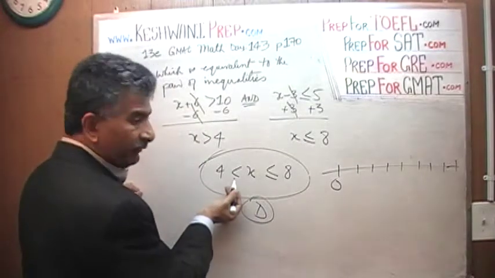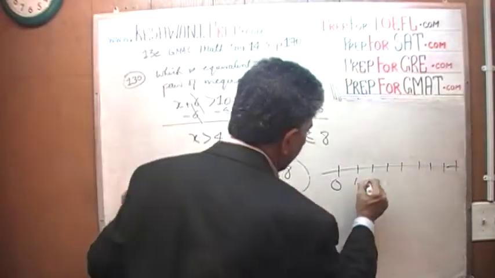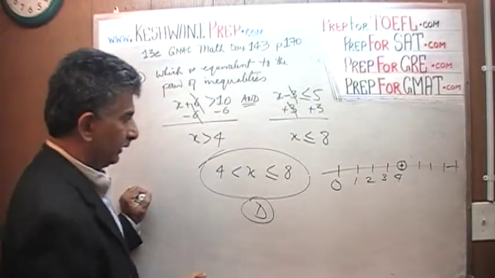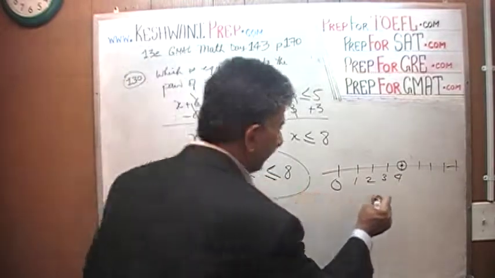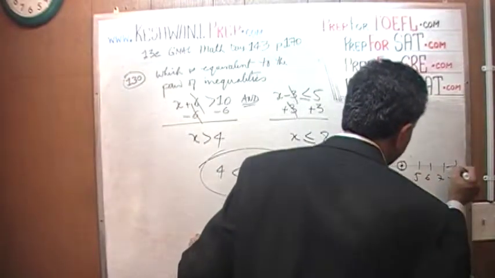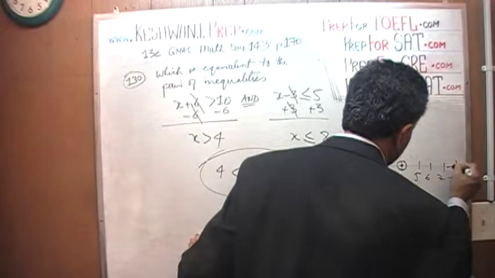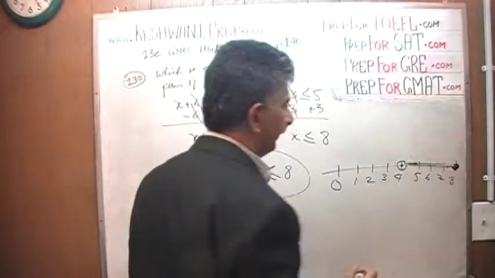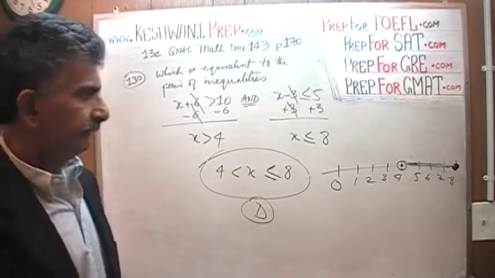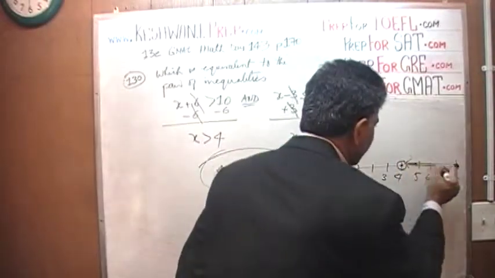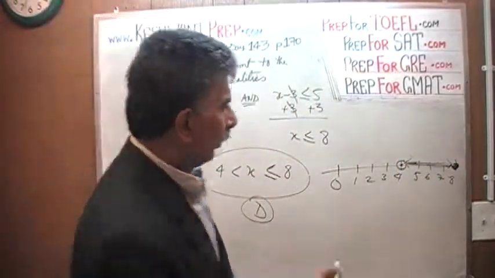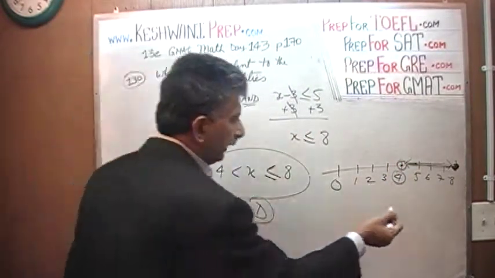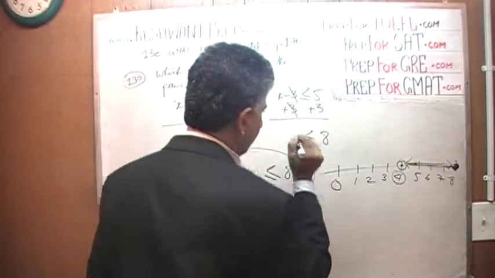Now, because there is no equal sign here, the 4 does not count. So we put an open circle there. This one has an equal sign. So here's your 5, 6, 7, 8, and we close it. The entire thing is closed, and then make it darker. That's how we show it. From here to here. The open circle means the 4 does not count. It is not equal to 4, it is greater than 4. But 8 does count because it is less than or equal to 8.